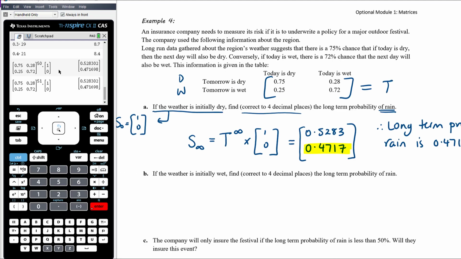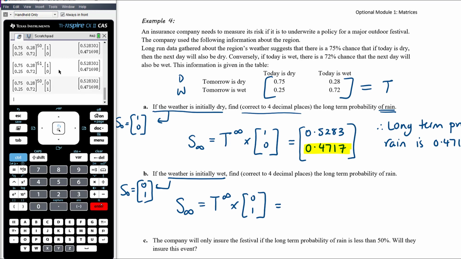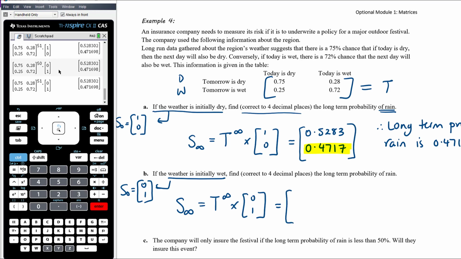If the weather is initially wet, find the long-term probability of rain. Okay, so initially wet, so that means now, in this question, S0 is 0, 1. Definitely not dry, definitely wet. So, steady state solution. I'm just going to edit my previous calculation to the power of 50, but it's now going to be 0, 1. And I'm just going to check 51. Same. Okay, good.